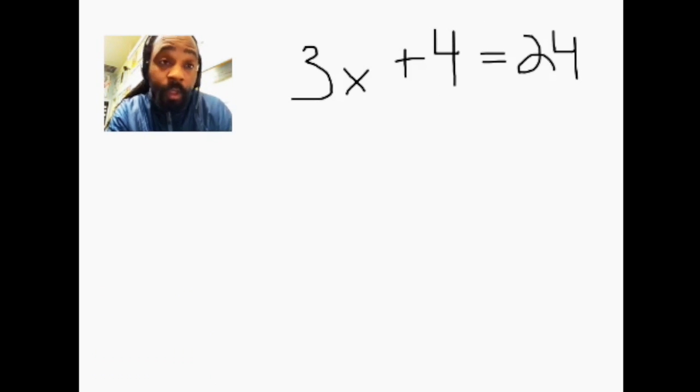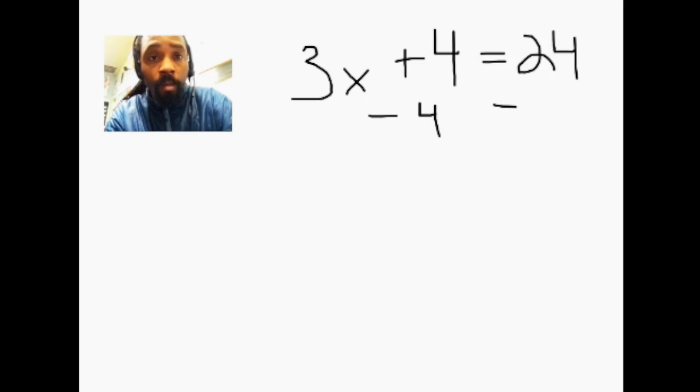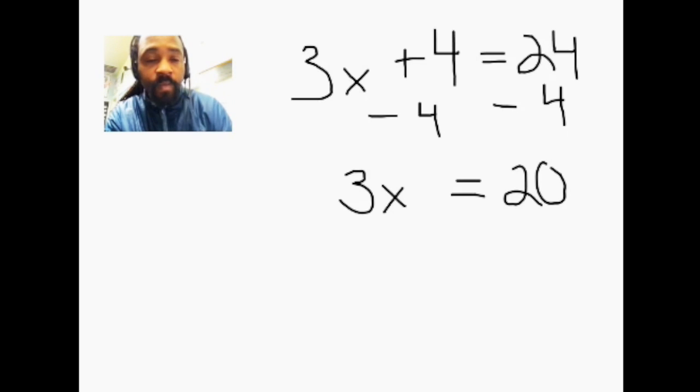Let's try this again with 3x plus 4 equals 24. Taking care of the constant on the left-hand side, we'll go ahead and do the inverse of plus 4, which is -4, and we'll subtract 4 from both sides of the equation. Once that is done, we will have 3x equals 20. And now we'll need to go and get the variable by itself, and we must do the inverse of multiplication since the 3 is multiplying the x, and we will go ahead and divide both sides by 3.